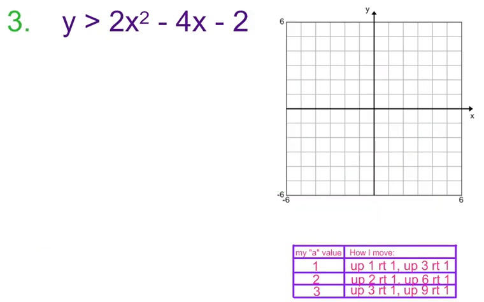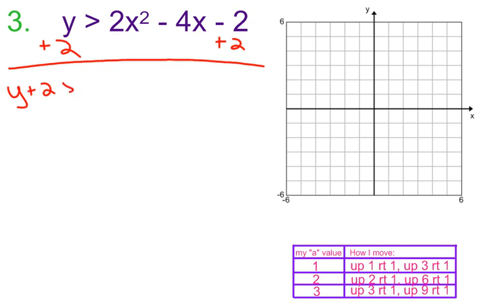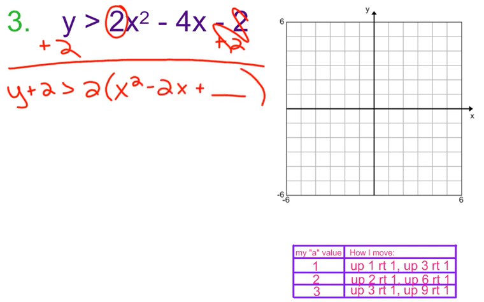Okay, number 3. I do have a constant now, so I'm going to go ahead and add 2 to both sides. So I have y plus 2 is greater than, and then notice I've got that 2 there again. So I have to factor that out. 2 times the quantity x squared minus 2x plus blank. So in my blank I have b over 2 squared.